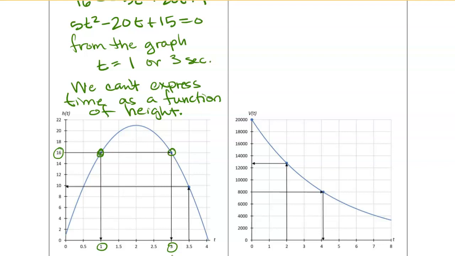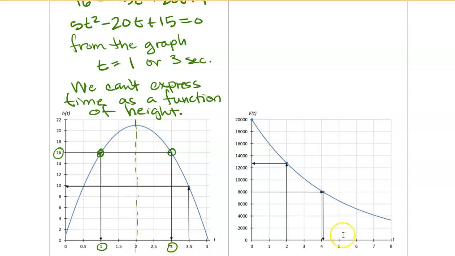Unless we restrict the domain. Now we could restrict the domain. We're going to get into that as well in this section. But if I was just interested in the way up, where t is less than 2, I could restrict the domain to t between 0 and 2, and then I would get one time for every height. Okay, we'll get into that.